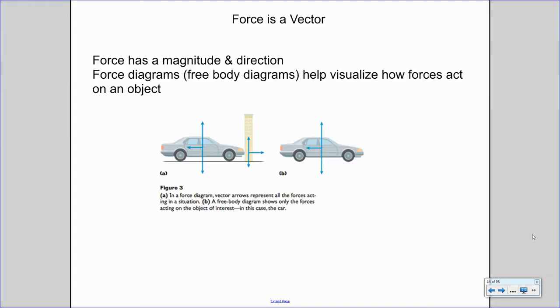So let's take a look at that. Force has magnitude and direction. That's what makes it a vector. We use force diagrams, or sometimes they're called free body diagrams, to help visualize how forces act upon an object. If we're looking at a car running into a wall, we can draw the forces acting on the objects, the wall or the car, to analyze what's going to happen with the object's motion.